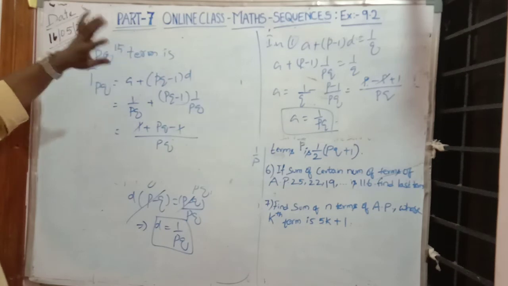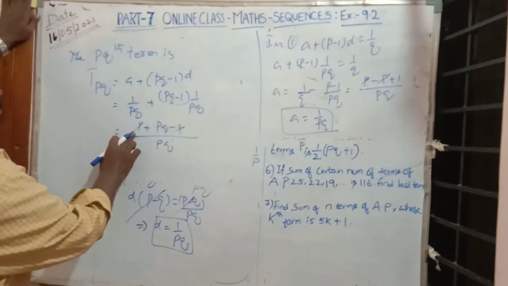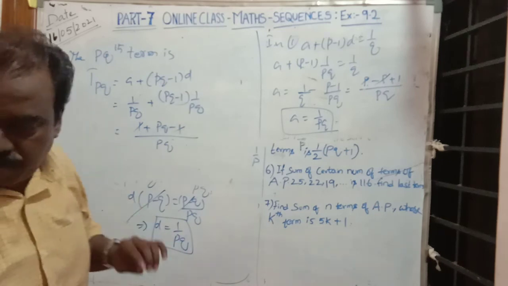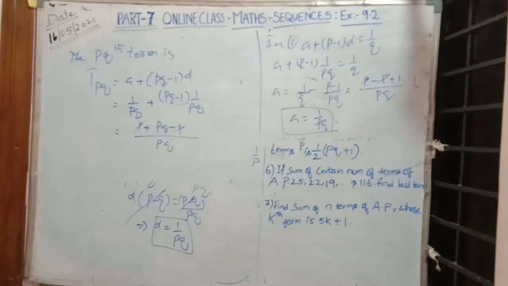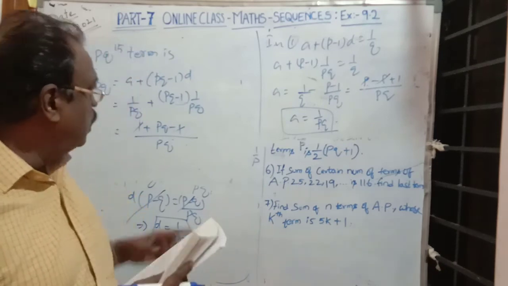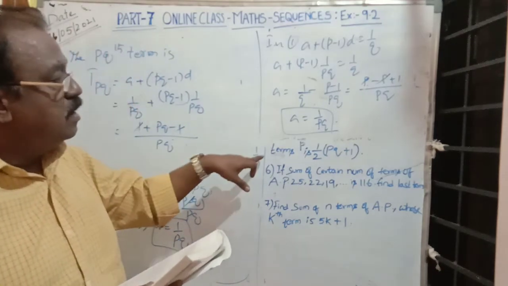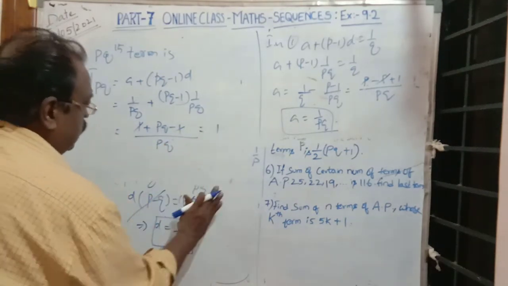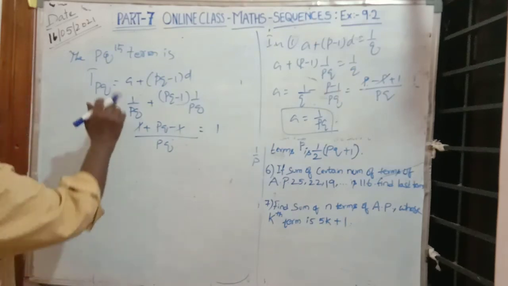Just wait. D is 1 by pq. So it is 1 plus pq minus 1. Just wait one minute. I think the problem is the sum. Here I will erase that, it is fine. Sum is there. So of course the pqth term is 1. Now I will solve the sum then.